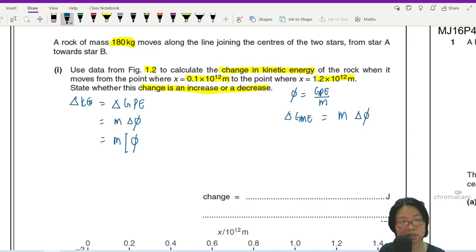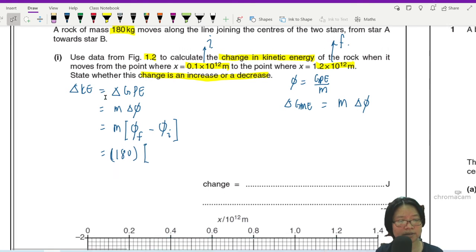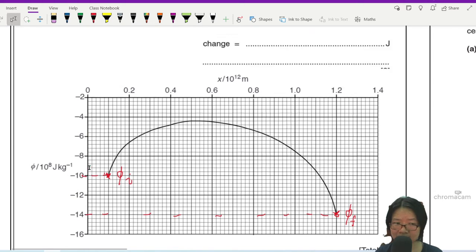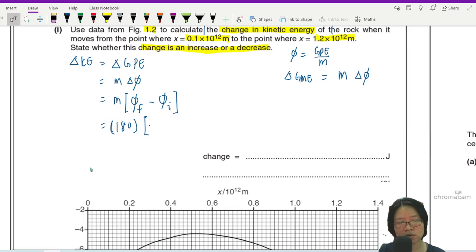I will take the final potential minus the initial potential. Okay, so initial is this one, final is this one. Okay, we can substitute 180. Final is how many? Negative 14. Initial is negative 10. So negative 14 minus negative 10.